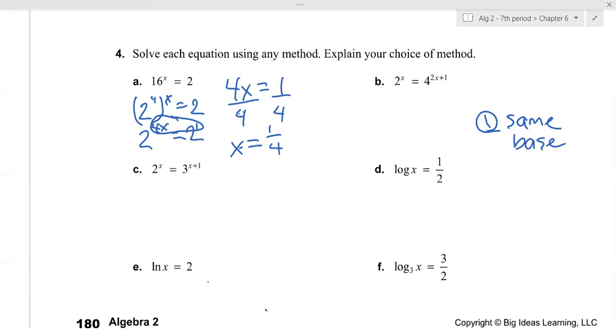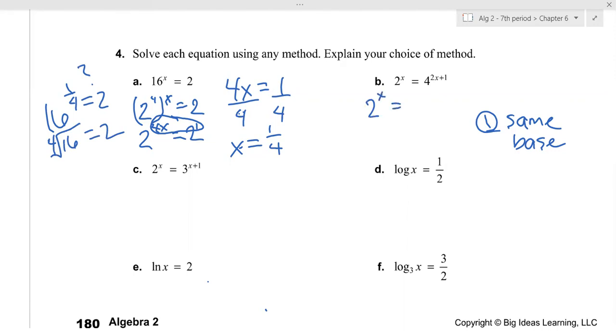So let's see if that's true. Is 16 to the 1/4 equal to 2? Yes, that would be the 4th root of 16, which in fact is 2. Okay, so just as a quick reminder, here's another one.